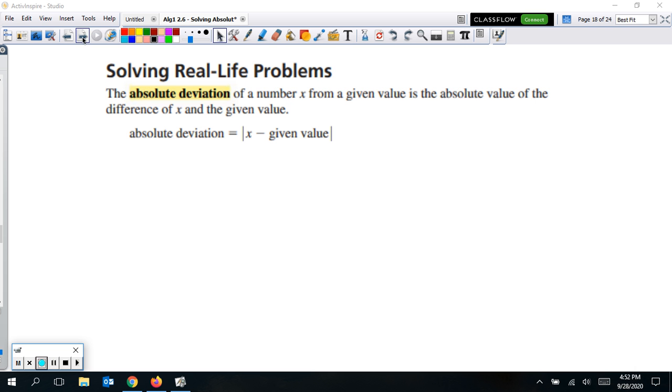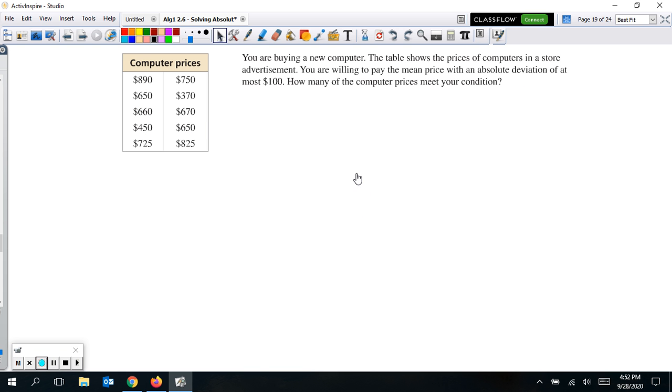So as we look at this one, I'll go through it with you really quickly. This one you do not need to copy down. It is in the textbook, but I'll just go over this. Here's the data set of numbers. You're looking at some computer prices. You want to buy a new computer. The table shows the prices of computers in a store advertisement. You are willing to pay the mean price with an absolute deviation of at least $100.